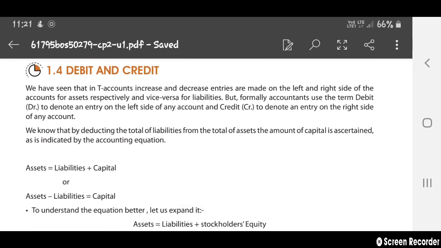Next, after the account, next is debit and credit. So we have seen that in T accounts, increase and decrease entries are made on the left and right side. In T accounts you make increase on the left and decrease on the right side for assets, and vice versa for liabilities. But formally, accountants use the term debit, D, to denote an entry on the left side of any account, and credit is denoted on the right hand side. Now there you learn T accounts, but here you are learning about debit and credit.